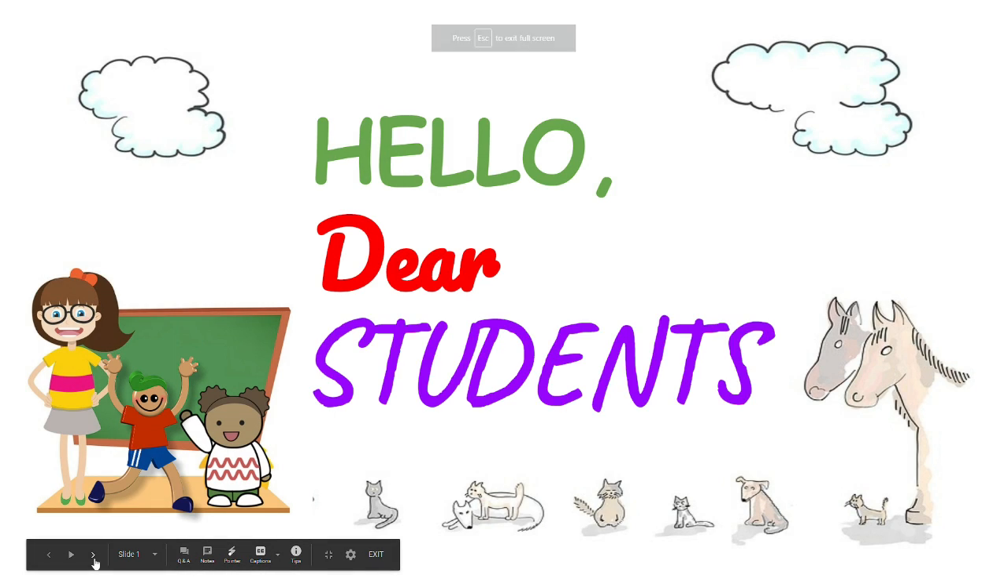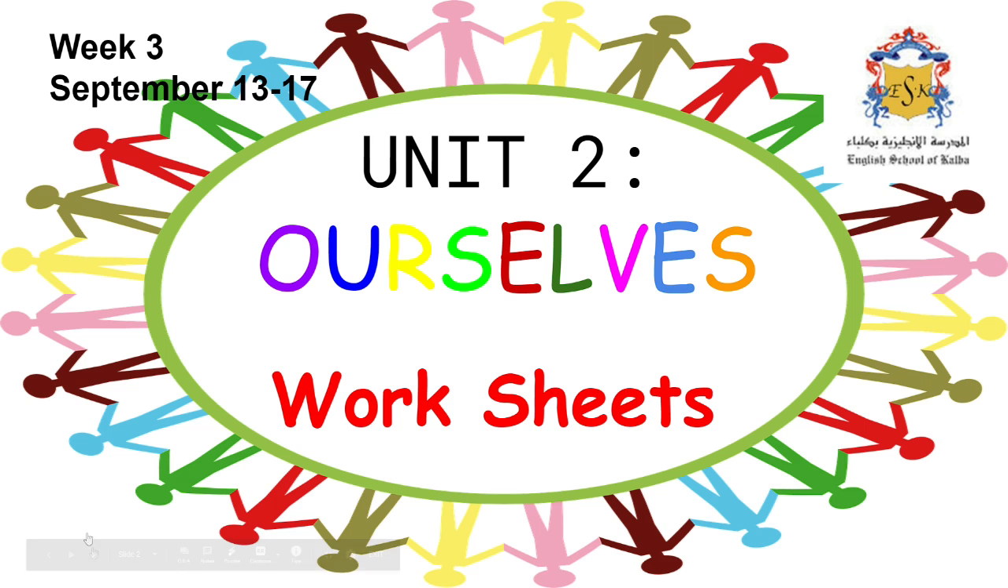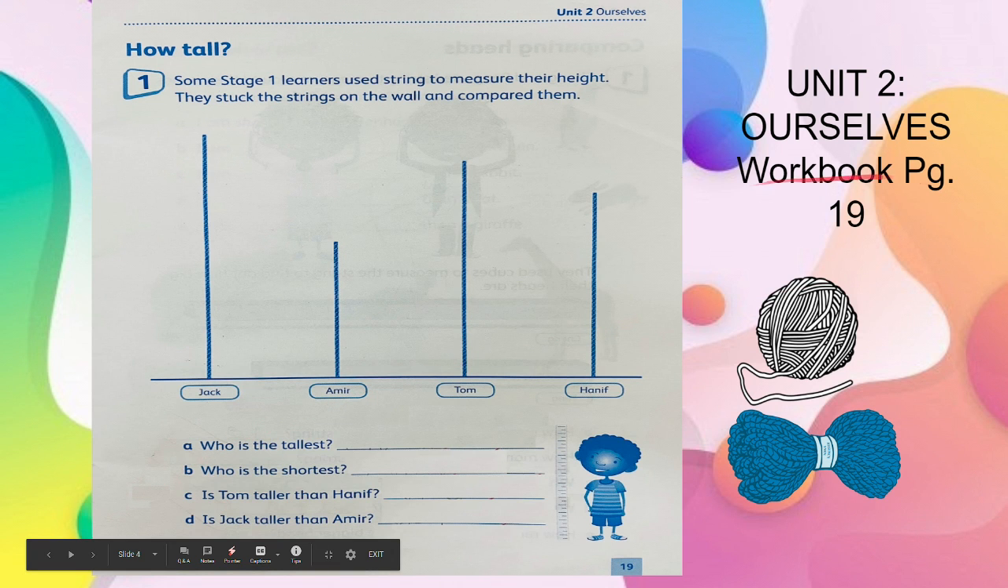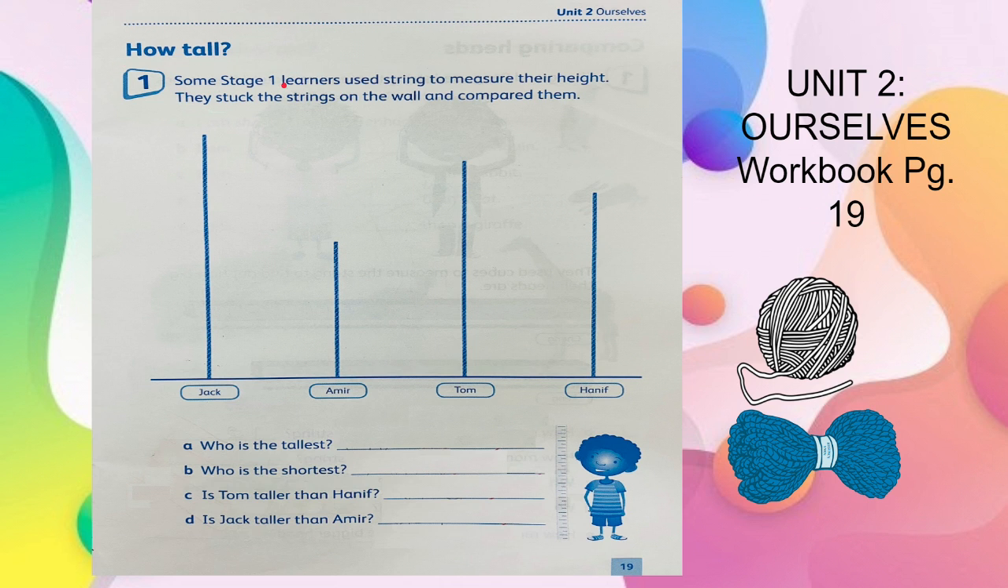Hello dear students! You are given again worksheets for Unit 2, Ourselves. Please complete the worksheet on comparing heads and taller or shorter. On your workbook page 19, How Tall? Some Stage 1 learners use string or yarn to measure their height. They stuck the strings on the wall and compared them.